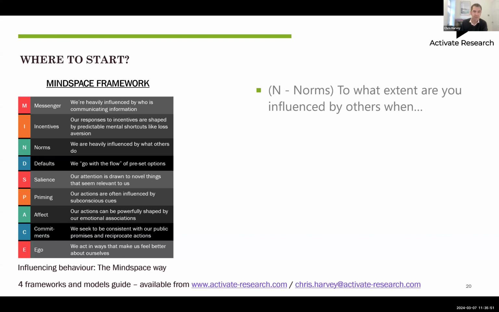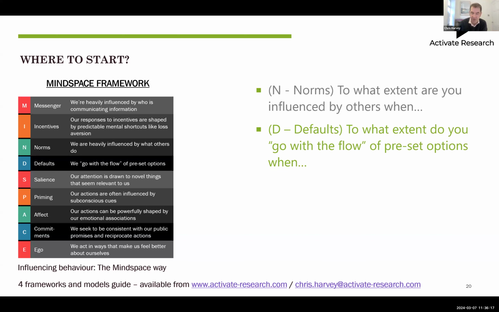Similarly, D in Mindspace stands for defaults, and this is about how a lot of the time, particularly in situations where we're doing a task like renewing car insurance that's not particularly interesting, we often go with the flow of preset options. So another question we might ask in a quantitative capacity here is, to what extent do you go with the flow of preset options when you're renewing your car insurance?